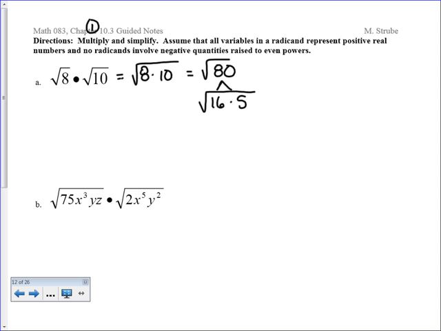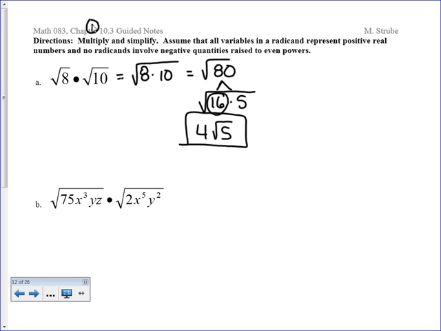And then what part of that comes outside? What's the square root of 16? Square root of 16. 4. So 4 out front, square root of 5 left over.